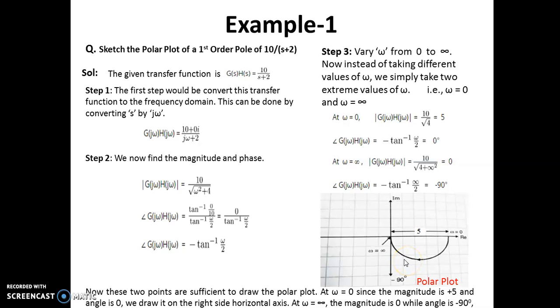In the next class, we will take some polar plots of different examples, by addition of denominator terms, that is, poles, and also where the plot crosses the real axis and the imaginary axis, and how to find the stability from the polar plot. These topics we'll discuss in the next classes.